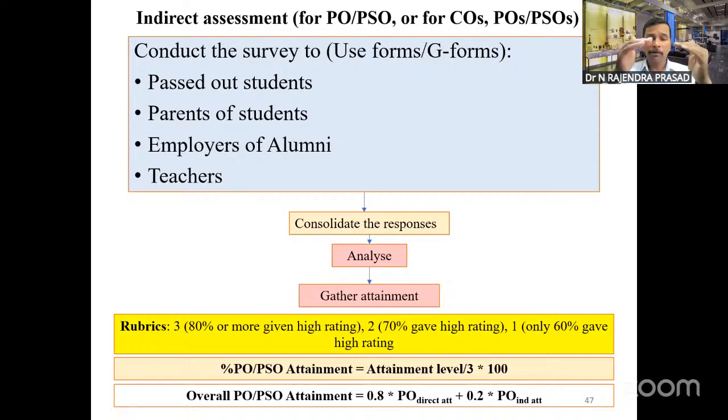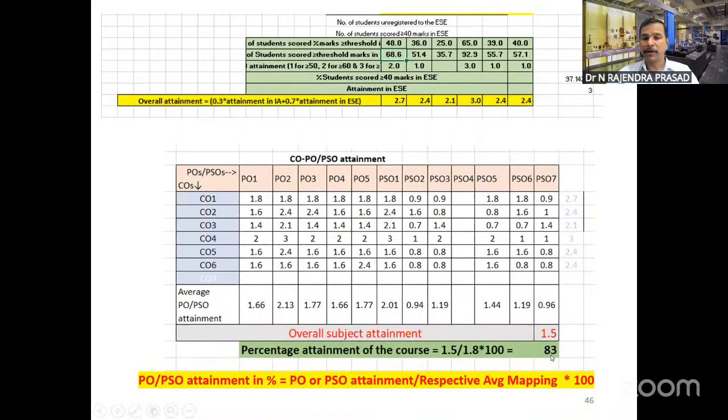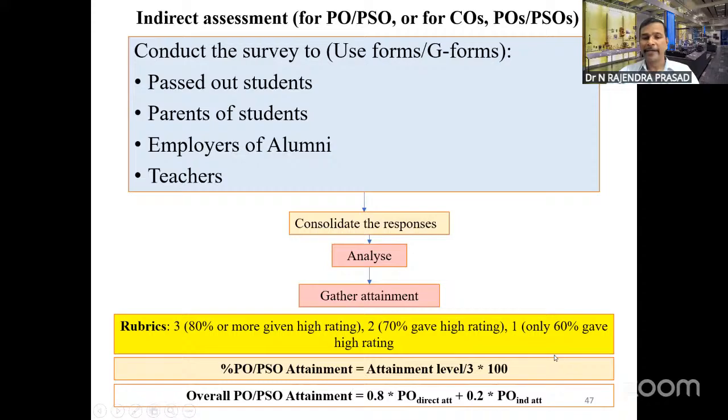So now you have PO, PSO attainment direct, PO, PSO attainment indirect. Overall attainment, how to get it? You have the proportion now: 80% of the direct attainment, 20% of the indirect attainment. Convert that. So this 83% is for 100%. Convert this to 80%: 0.8 into 83% plus 0.2 into the percentage obtained in the indirect attainment. Sum them. You will get the overall attainment.